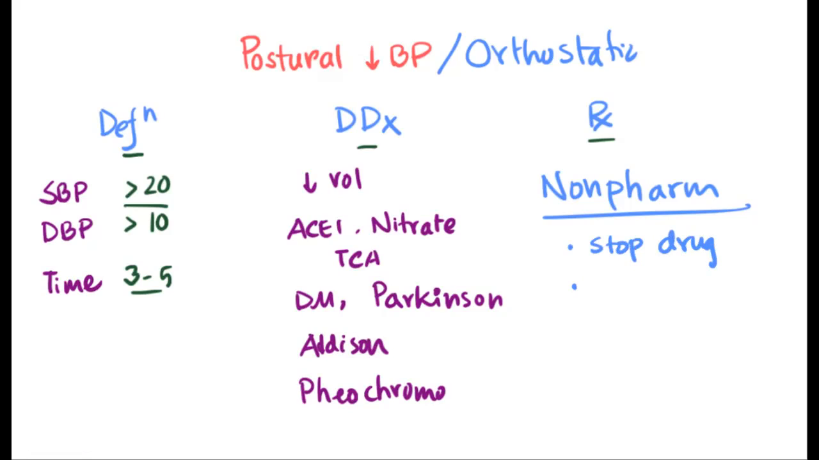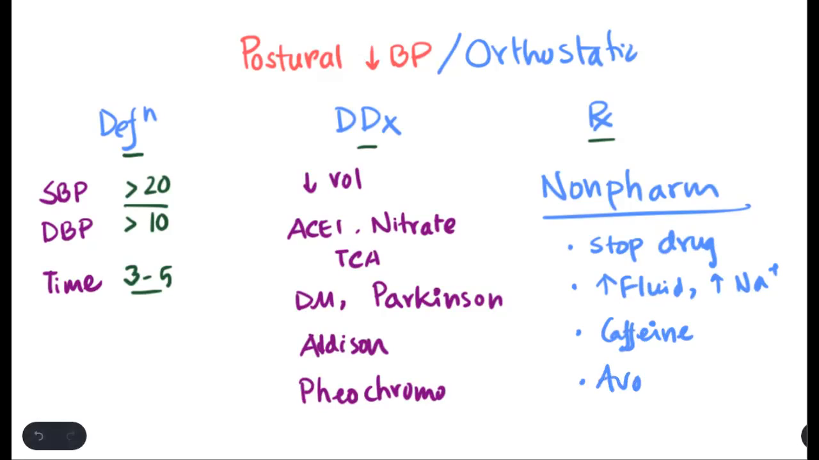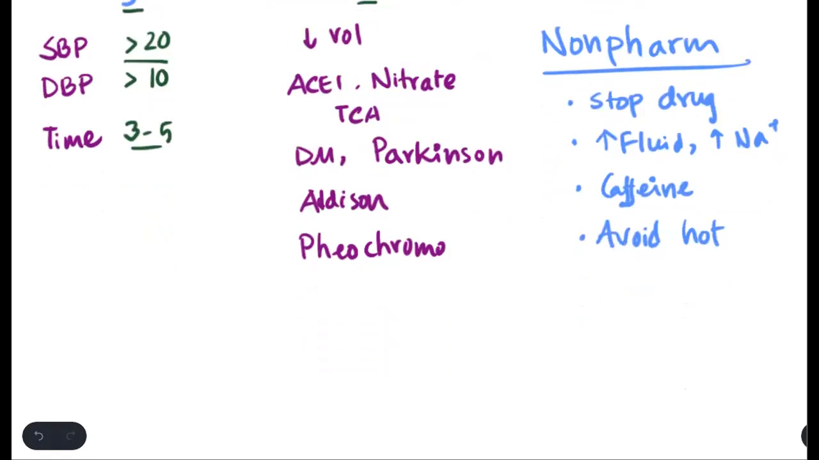Correct hypovolemia. So ask the patient to take an increased amount of fluid and increased amount of salt. So the patient should take fluids at regular intervals. We can also ask the patient to drink caffeinated beverages, because caffeine has a positive impact on the vessel tone. It increases the vessel tone. Try to avoid any hot environment, because hot environments tend to cause vasodilation and venodilation.